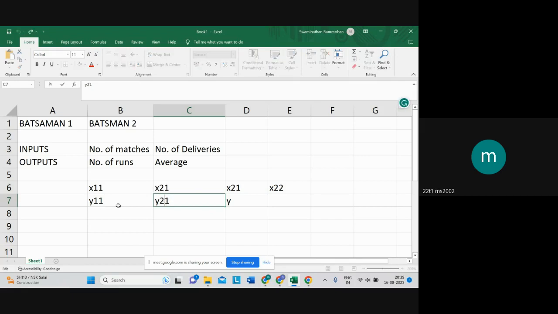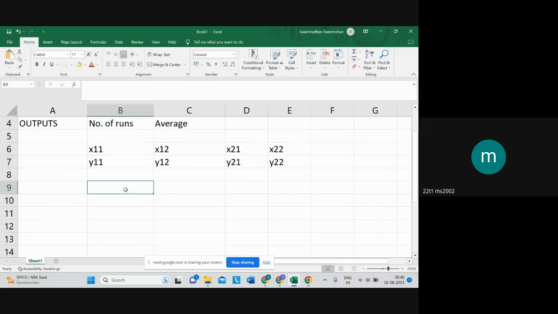Sorry, this is 1, 2, 1, 2, 2. This is 2, 1. This is Y22. So these are the features. So for each feature, we are going to give weights.